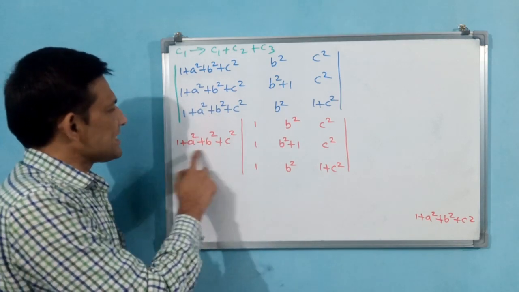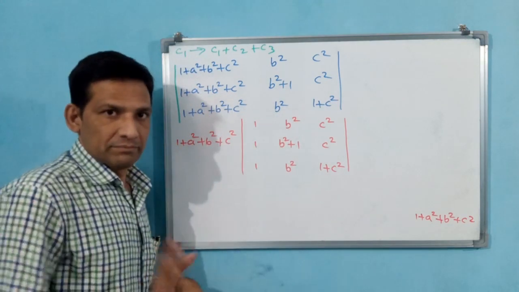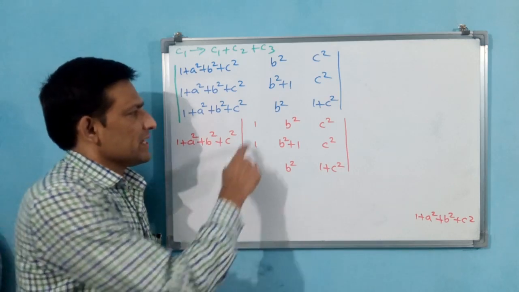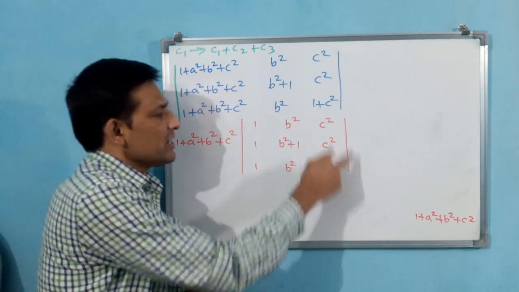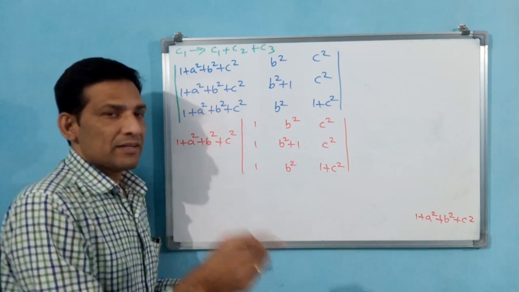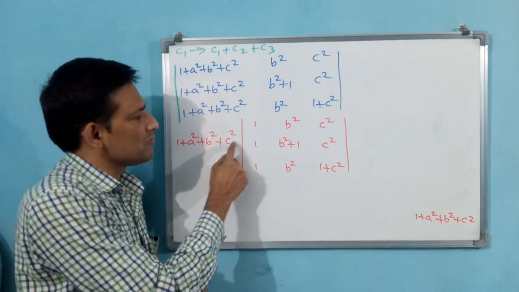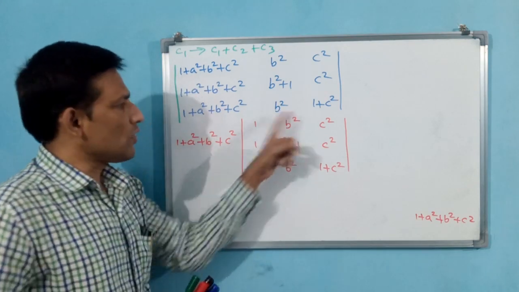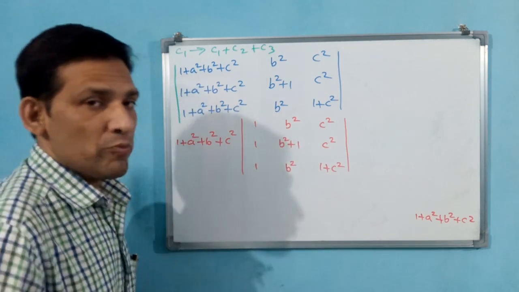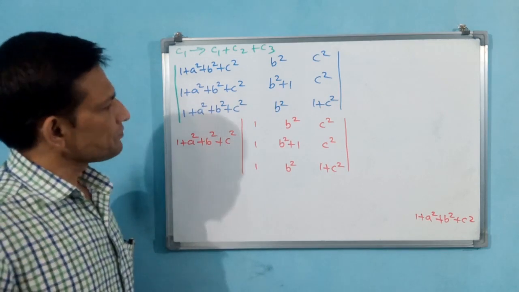But you see, the answer has already come. But here, if some other thing comes, then the answer is going to be disturbed. Here this should become 1. 1 plus A square plus B square plus C square into 1 is going to become the answer. That means you have to make this as 1. How to make it, you see carefully.